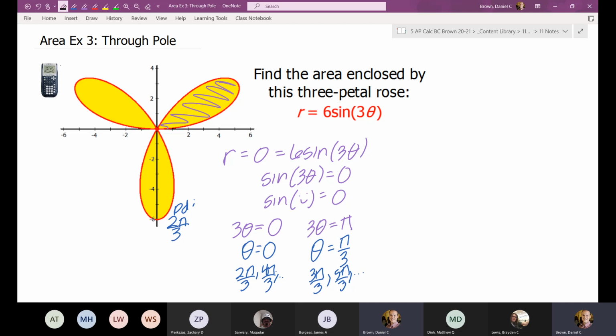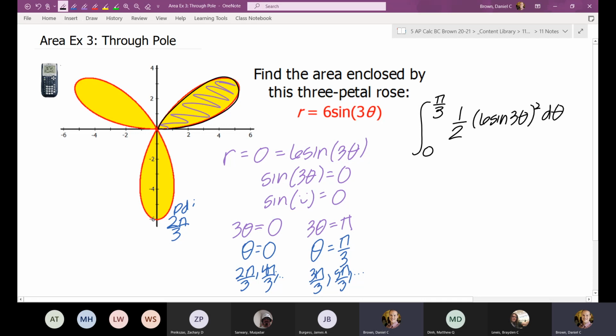What we need to figure out, and what we're not going to overcomplicate, is if we're just trying to find the area of 1 petal, based off of the algebra that we did, where is 1 petal going to start? 0, and then what's the next value that comes after it? Pi over 3. And then we have the area formula, 1/2 r squared d theta. That's one petal. We need to find 3 petals, so multiply it by 3.